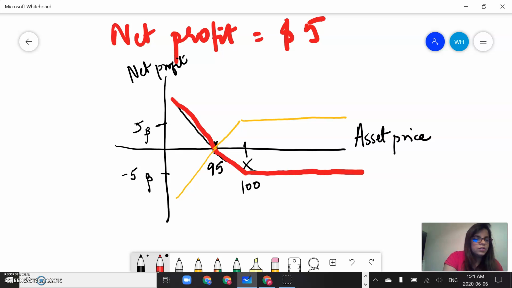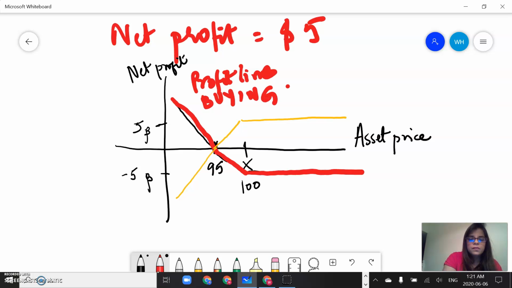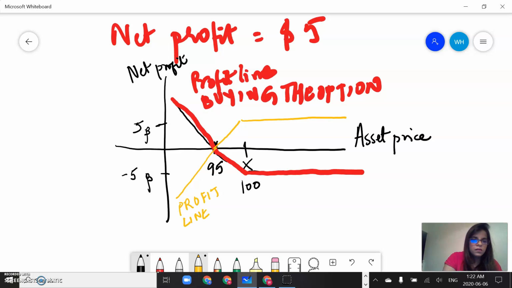So the red line shows the profit line from buying the option, while the yellow line shows the profit line from selling, or writing, the put option.